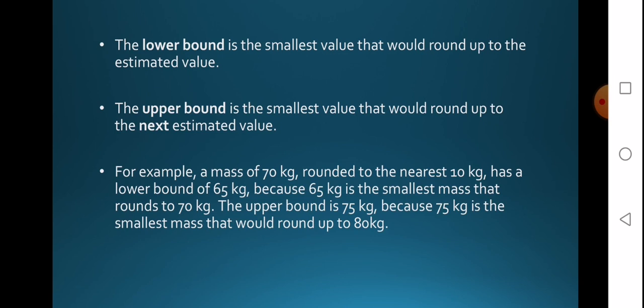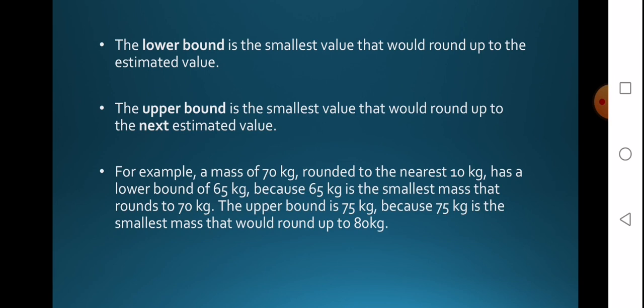Now, the lower bound is the smallest value that would round up to the estimated value. The upper bound is the smallest value that would round up to the next estimated value. This can be shown as an error interval using inequality symbols.